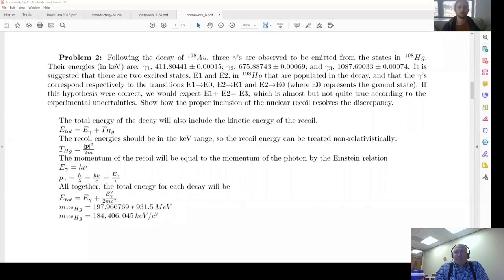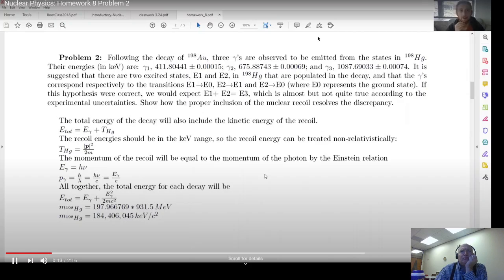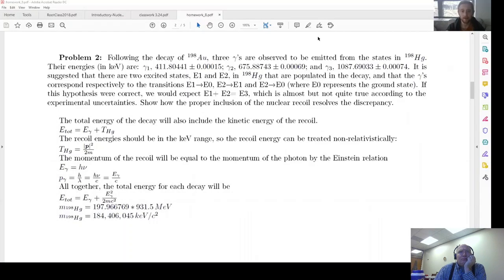In problem number 2, we're asked to consider the decay from gold to mercury via gamma radiation. In this decay, we observe three different gamma rays of different energies, and we speculate that the different energy levels are from the various excited states of the mercury, where we expect the energy of the first two excited states to be equal to the total energy of that third state. And so we expect that the energy of these first two gamma rays should add up to the energy of the third gamma ray. However, when we naively add those together, that's not exactly what we get.